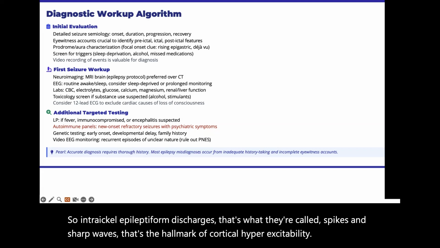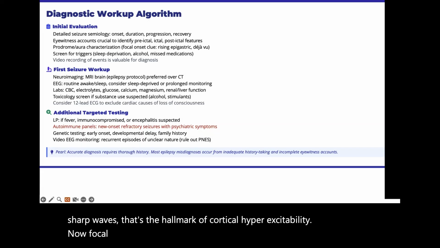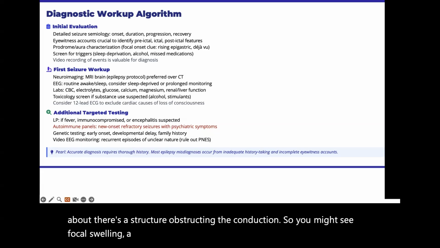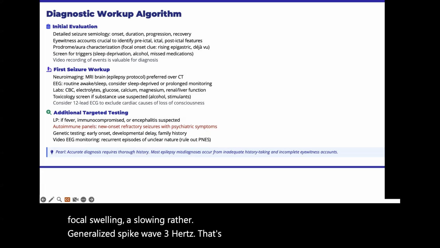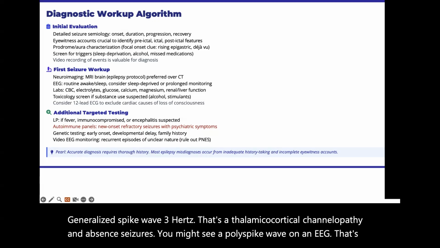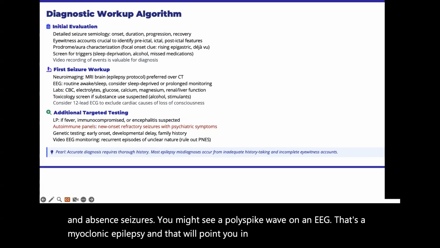Now, focal slowing, that's a tell of possibly a structural lesion. If you think about it, there's a structure obstructing the conduction, so you might see focal slowing. Generalized spike wave, 3 hertz, that's a thalamocortical channelopathy and absence seizures. You might see a polyspike wave on an EEG. That's a myoclonic epilepsy, and that will point you in the direction of a sodium-potassium channel dysfunction.